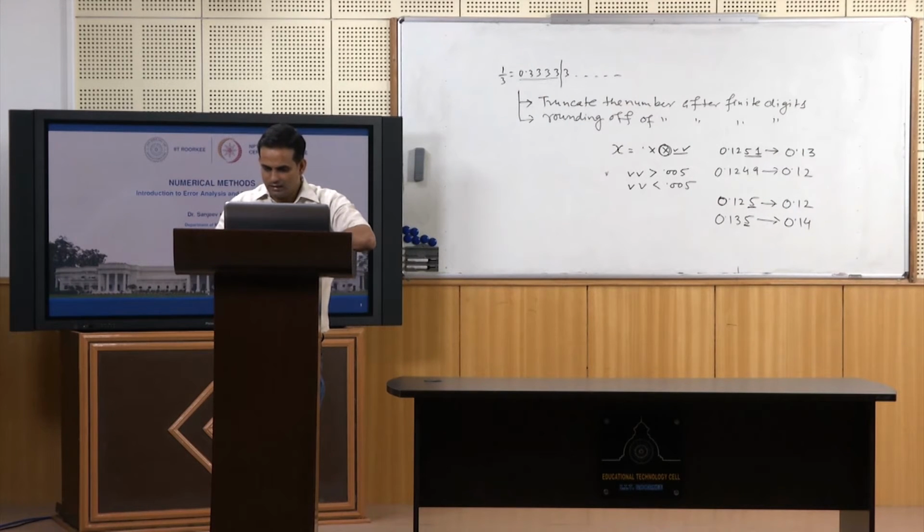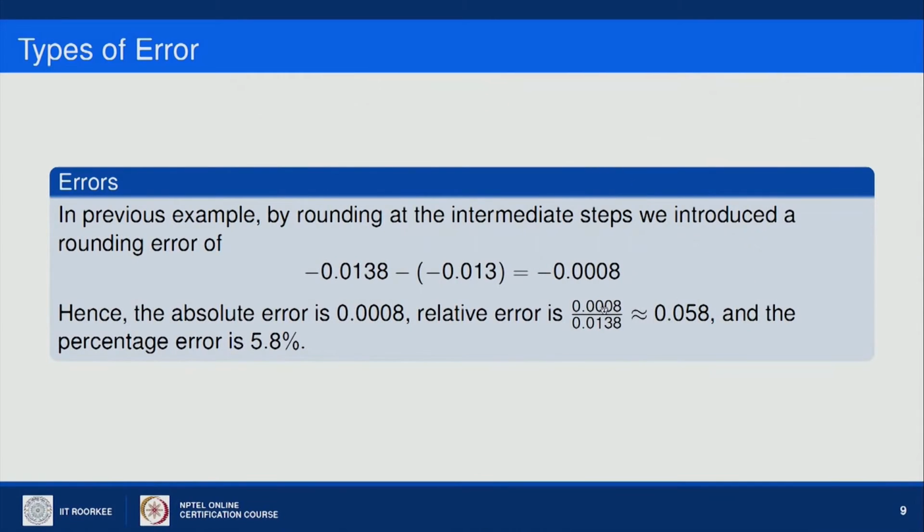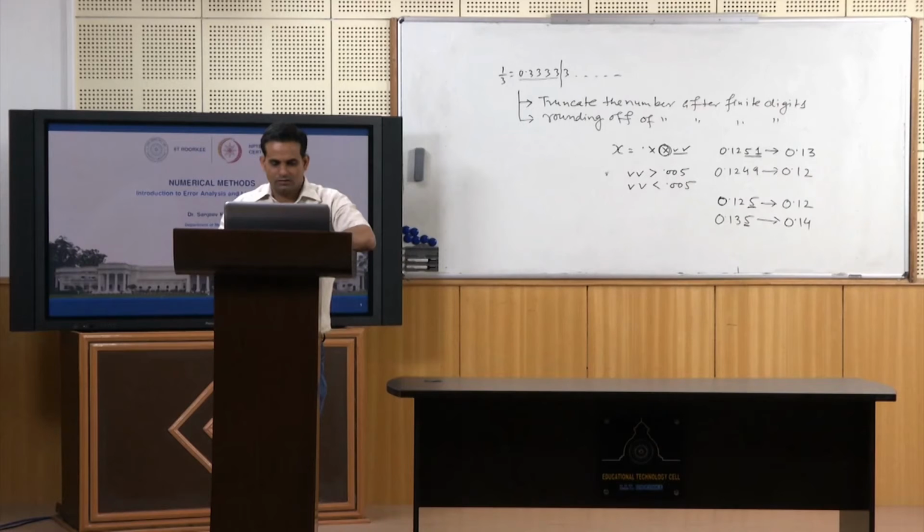So, the error here is minus 0.0008, the absolute error is 0.0008, and the relative error is 0.0008 upon 0.0138, which becomes 0.058. It looks small, but when we see the percentage error, it is 5.8, because it is 100 times this number. Looking at the error, more than 5% error is quite significant. Now, let us talk about significant digits in the approximation of a number.